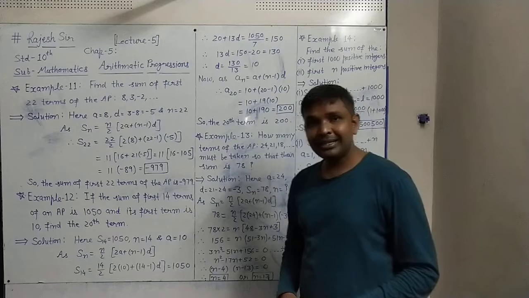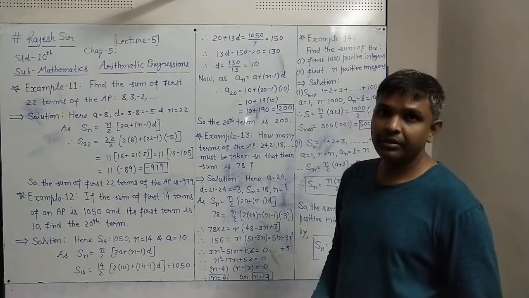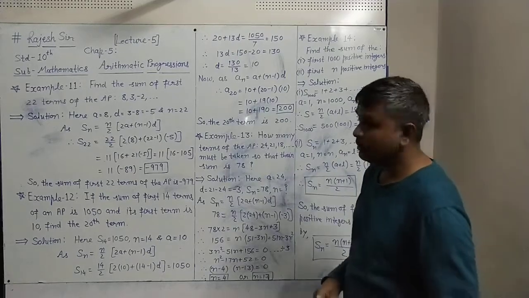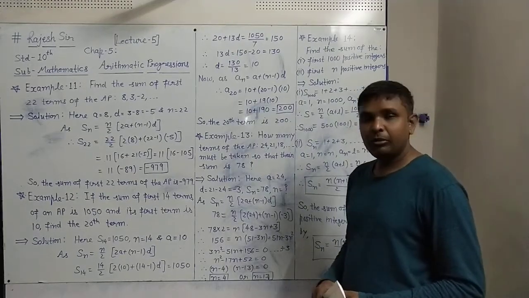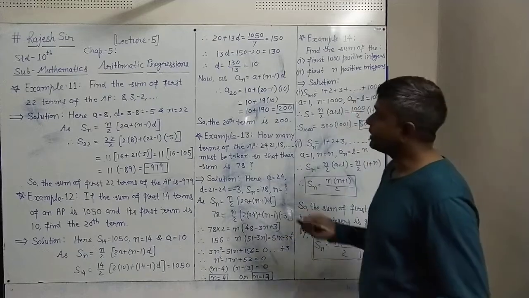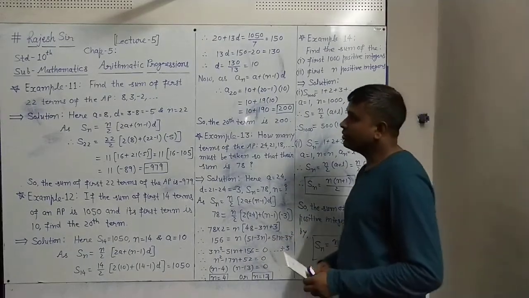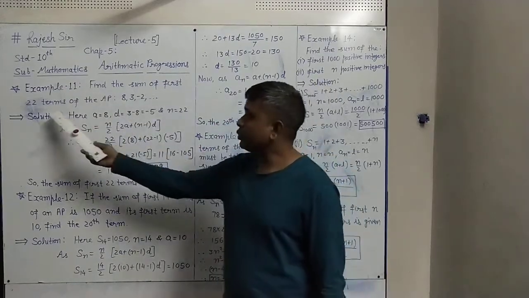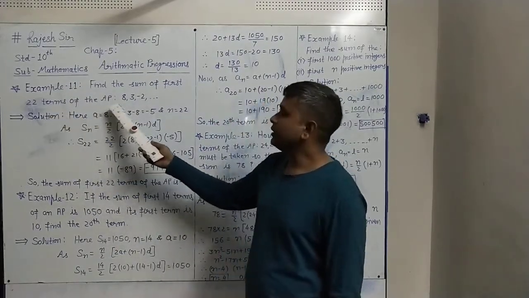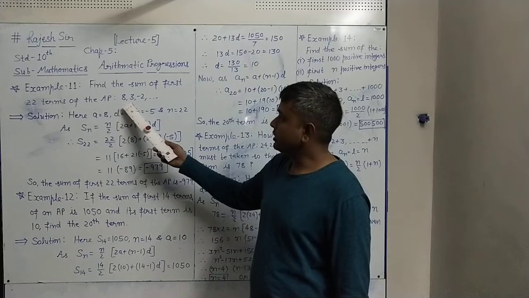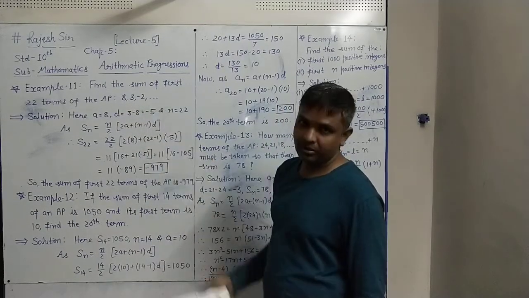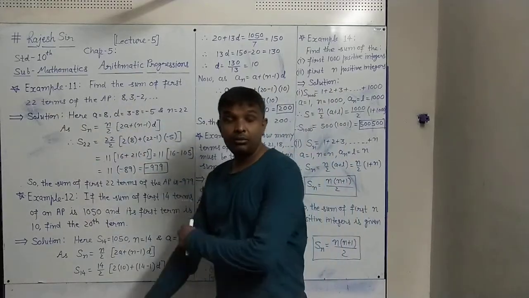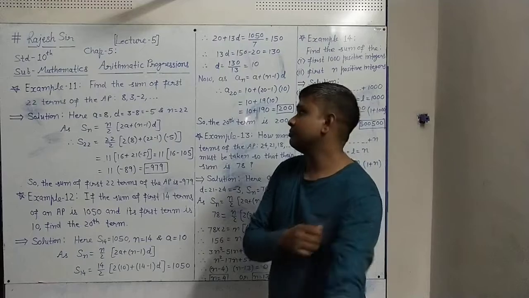As we have seen in the last lecture, we derived the formula to get the sum of first n terms of a given AP. That formula we will now use in the coming examples. Example 11: find the sum of first 22 terms of the AP 8, 3, minus 2 and so on. The AP is given and we need to find the sum of first 22 terms.